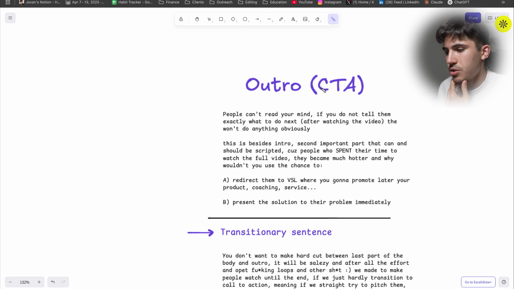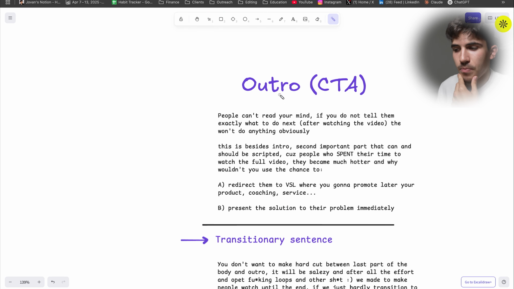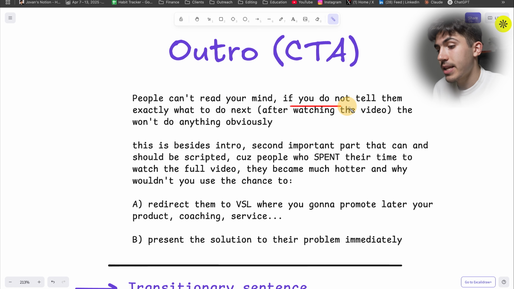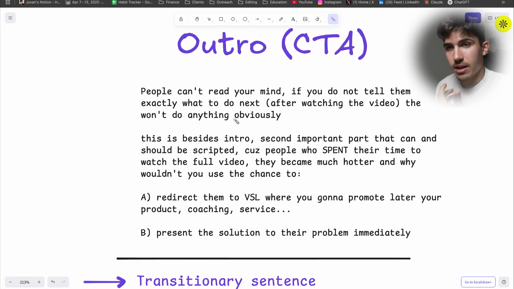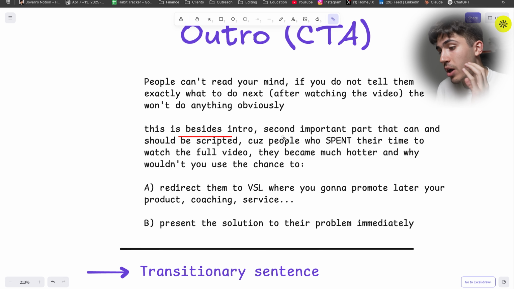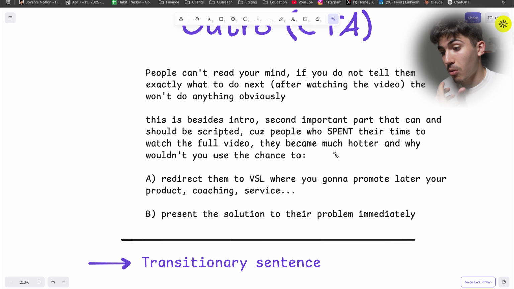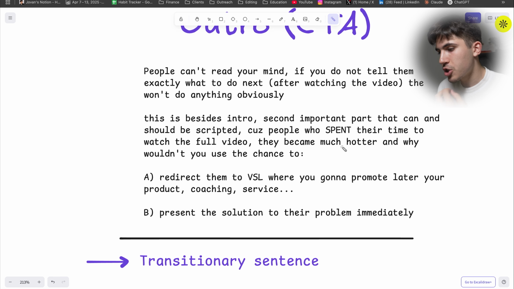We are moving on to the CTA, call to action, or if you want to say it, outro. So people can't read your mind. If you don't tell them exactly what they should do next after watching your video, they won't do anything, obviously. Besides the intro, this is the second most important part that should be scripted, because people who spend their time to watch the full video become much hotter.